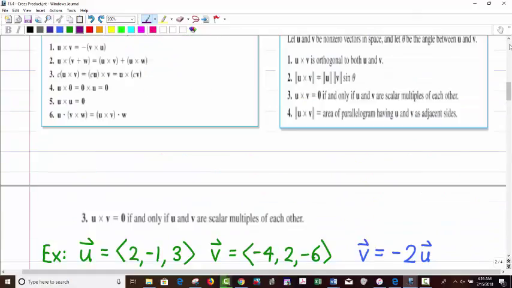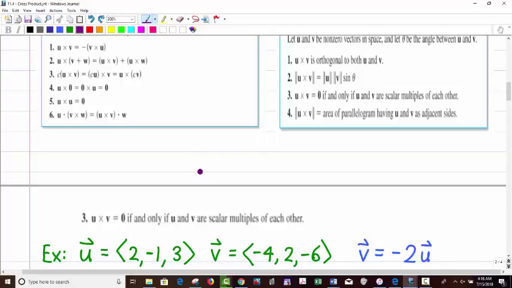Let me check and see. I think I forgot to mention this property we're about to use right now. I got so distracted focusing on this whole idea about the parallel vectors. I forgot number 4: if U and V are adjacent sides of a parallelogram, the area of that parallelogram is the magnitude of U cross V. So if you're doing a triangle, it would just be half of that.